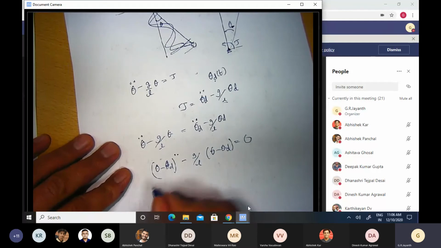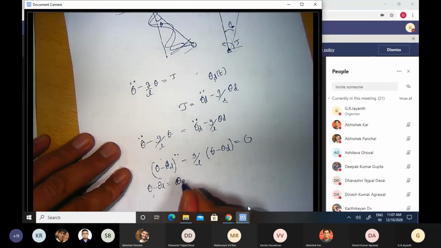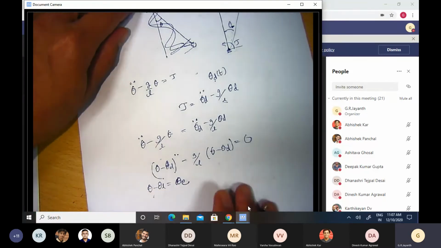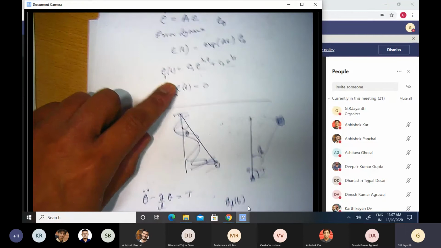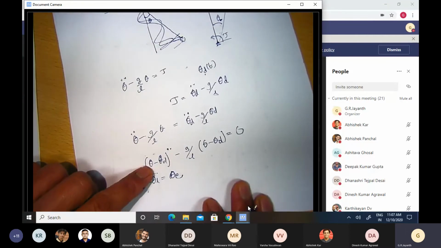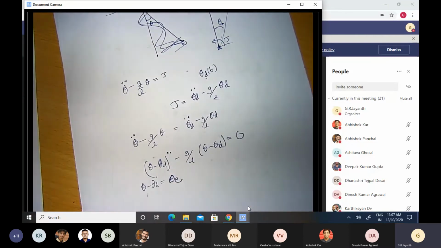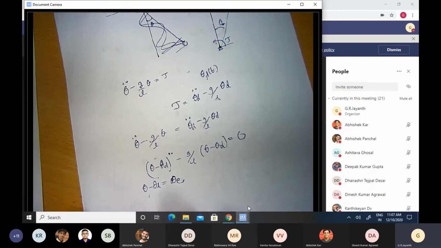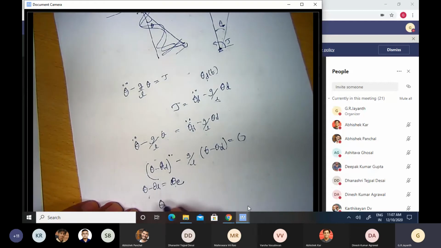Okay, let me call theta minus theta d as the error theta e. I don't want to use the symbol e itself because e represents the error in state. Here theta is not just a state, it's one of the elements in the state vector. The other element is the velocity, which I have not talked about here. So I invent a new symbol for the error, theta e. Okay, so what is the dynamics of theta e? Theta e double dot minus g by L theta e is equal to 0.